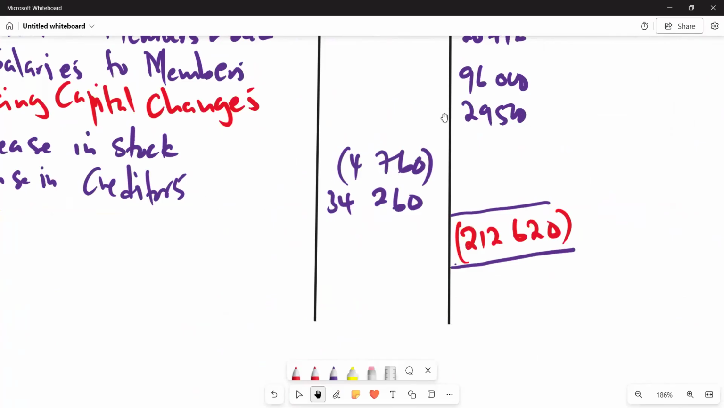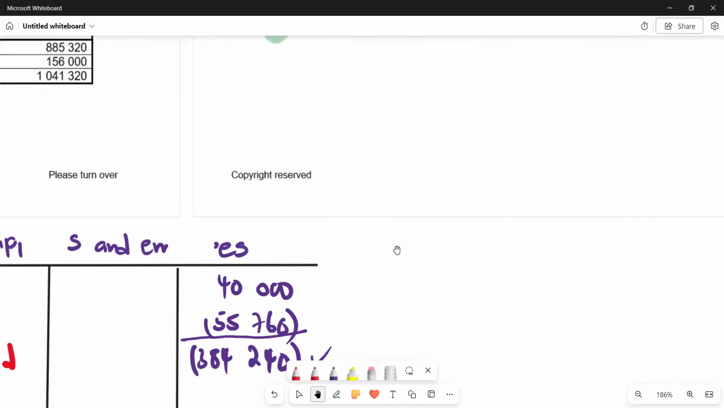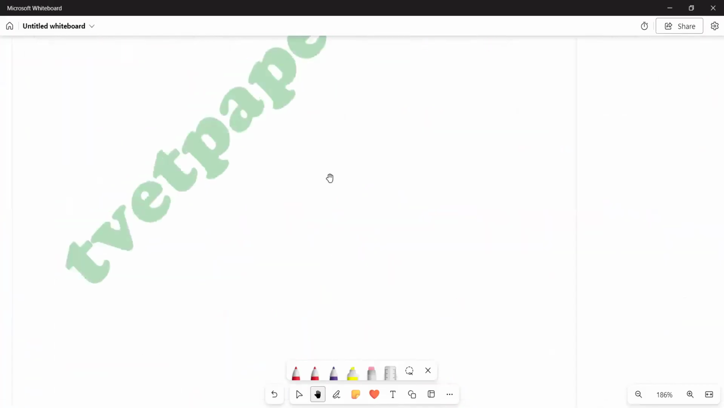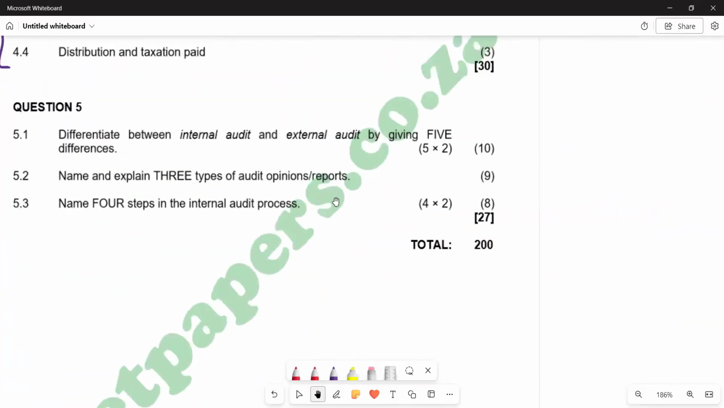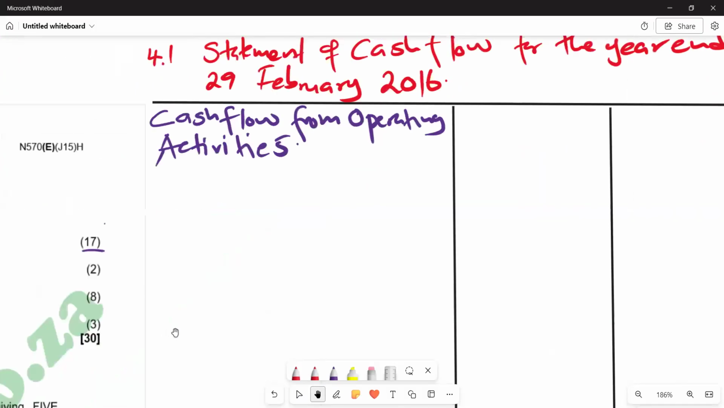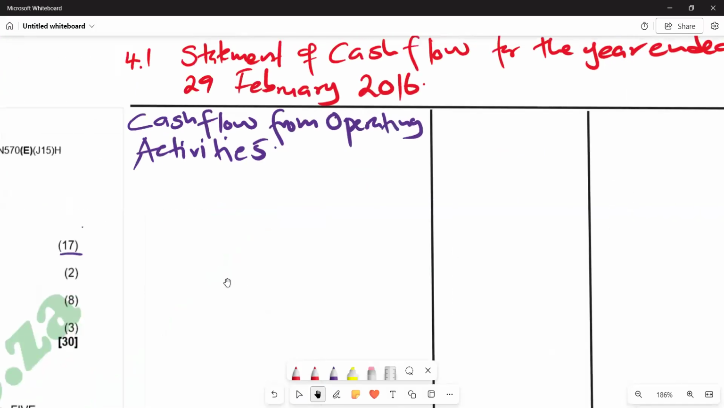If you go to our statement of cash flow now, you'll see that we are going to start from cash flow from operating activities. Remember, we have the pre-calculations that we did, so we can simply start from there, whereby cash received from clients is the first one.